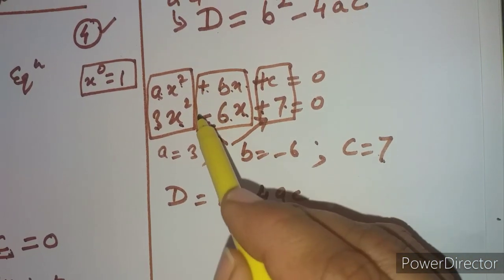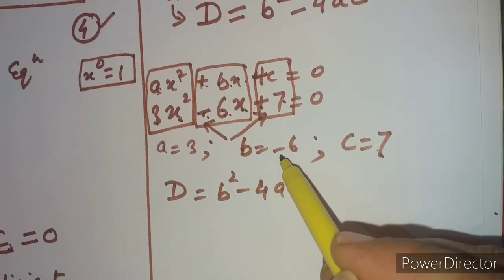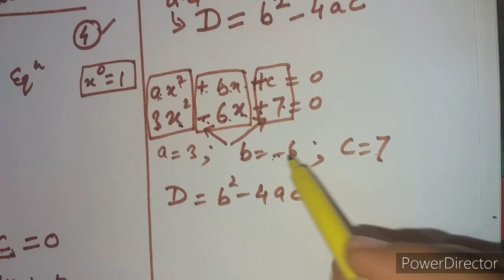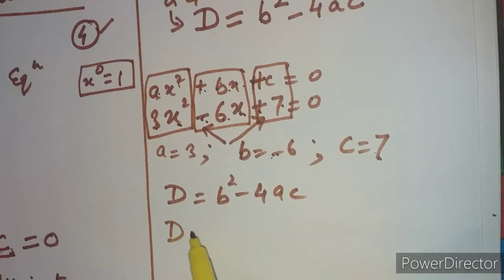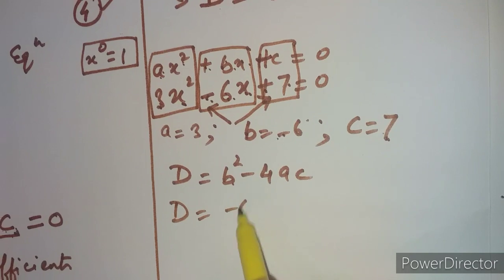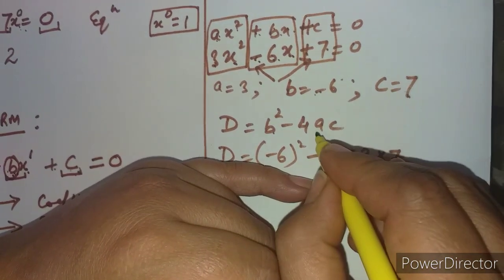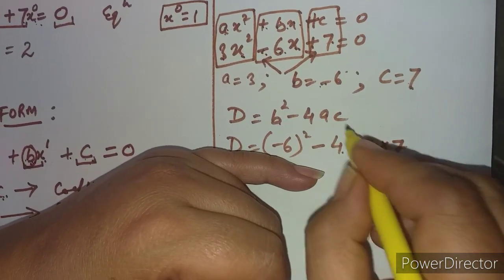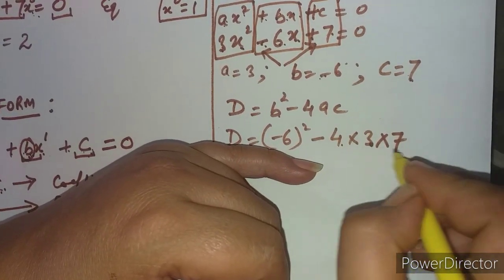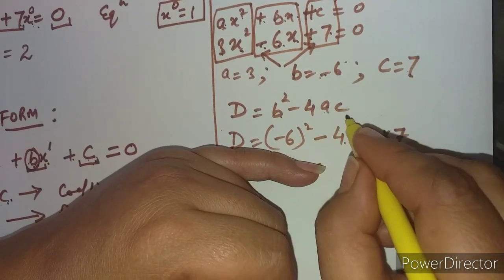But if it is plus and minus, very surely you are supposed to take up this minus also in the value. Here we have to simply put the values: b square, minus 6 square, minus 4 into a, which means 3 here, and c is equal to 7. So I have put the values of b, a and c here.